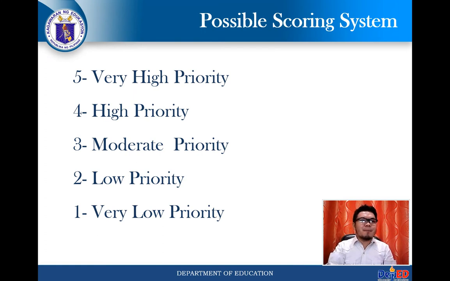Then, this will be the possible scoring system na pwede nating gamitin for our project proposals. We have the number 5, yung very high priority. Ayan. So, importante talaga yan. I-consider natin yung pointing system na yan. Another is yung 4, high priority, of course. Then, number 3, yung moderate priority. Number 2 ay ang low priority. And last one is the very low priority.